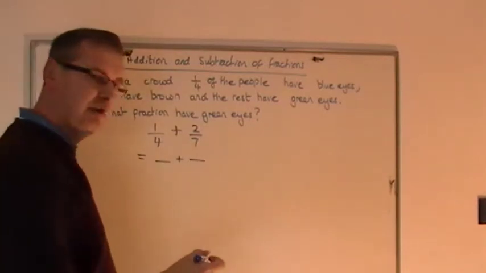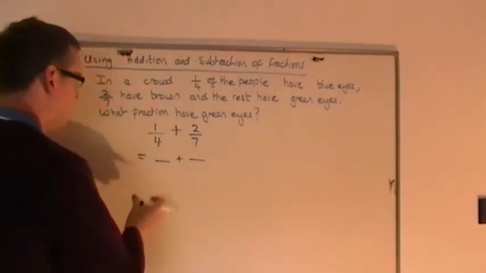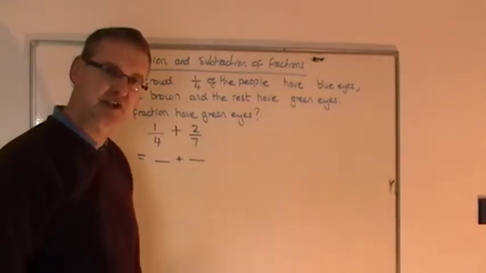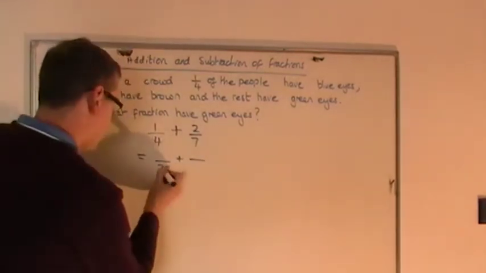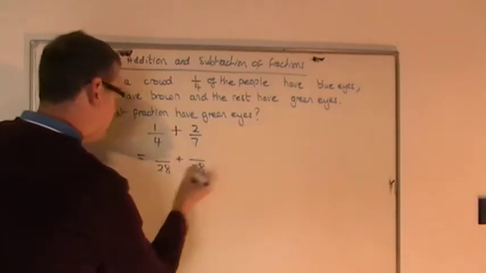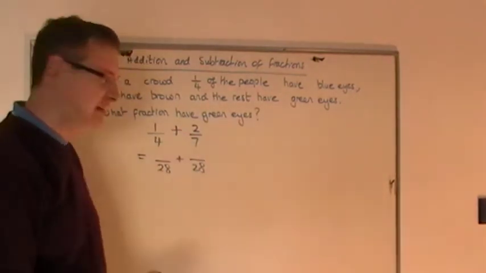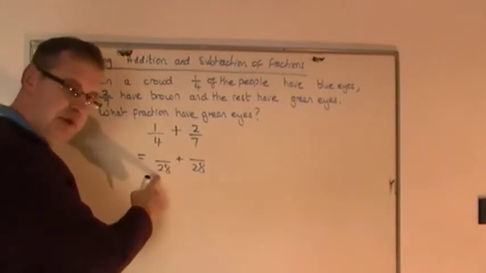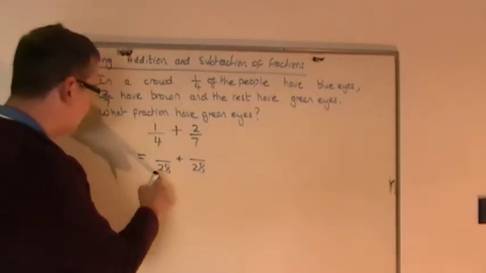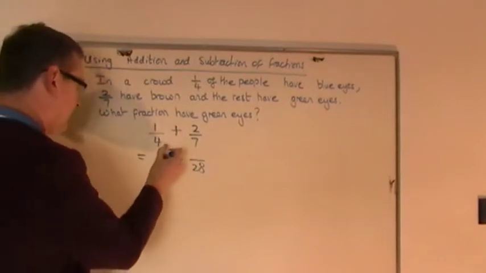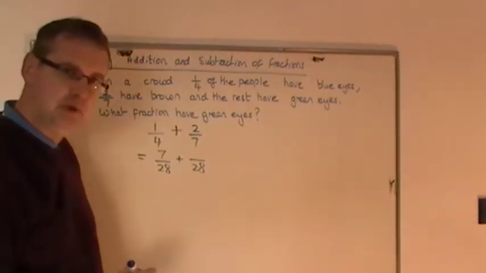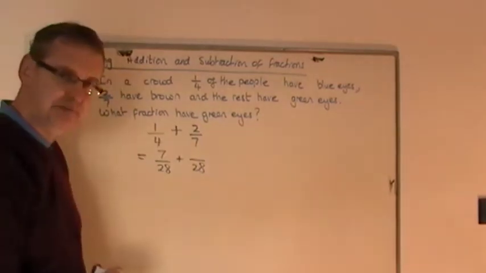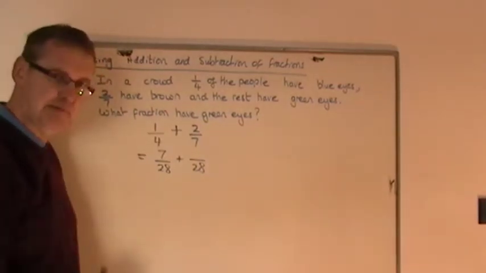Well, the technique I've shown you in a previous video is, if you can't spot it straight away, multiply the two numbers together. In this case, 4 times 7, 28. Change both bottom lines to the number 28. To change the 4 into 28, we times by 7. So you take the 1 and you times that by 7, you get 7. So 7 over 28 is the same as a quarter. Same thing, they look different but they're the same fraction.